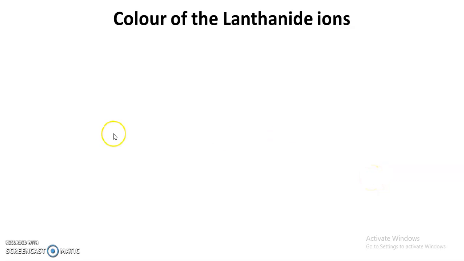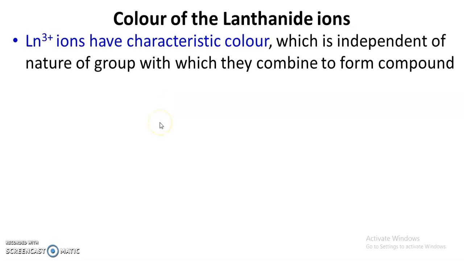In this video, we are going to discuss the color of lanthanide ions. Lanthanide ions have a characteristic color, which is independent of the nature of the ligand or the group attached to the lanthanide ion to form the compound.